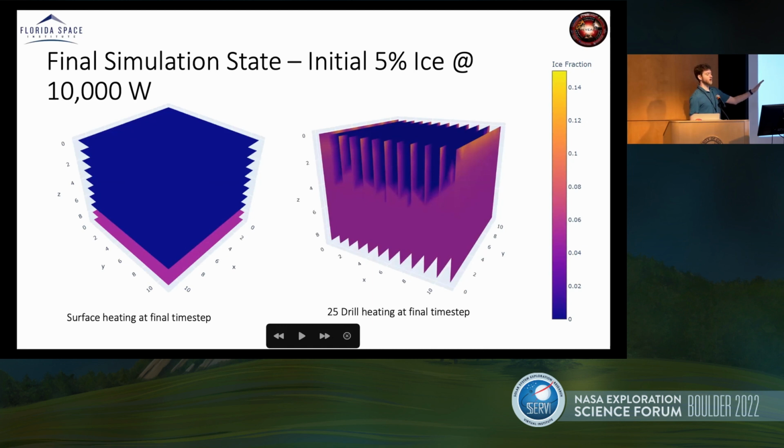But with the most amount of drills at 25, we see a sudden spike around the edges where we're now almost at 15% ice concentration, because those regions are so cold because the drills can't permeate enough heat through the system, and the drills only go about halfway through the entire regolith depth. So we miss out on a lot of ice underneath, which also impacts the effectiveness of all of this.